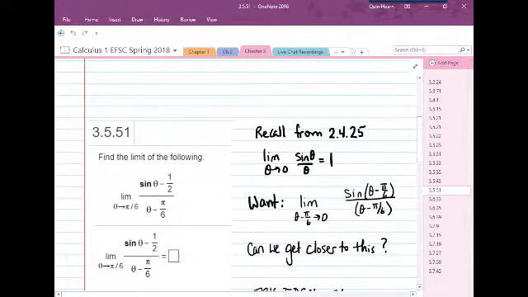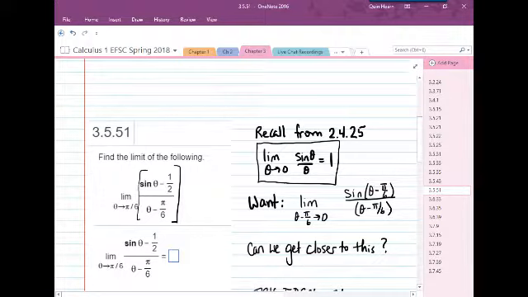Find the limit of the following. They give us the limit as theta approaches pi over 6 of this big expression: sine of theta minus a half, over theta minus pi over 6. If you go back to Chapter 2, Section 4, item number 25, I worked an Ask My Instructor question for that one, and it asks us to use the fact that the limit as theta goes to 0 of sine of theta over theta is equal to 1.